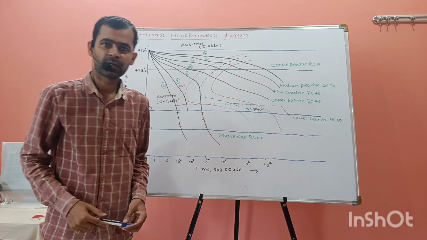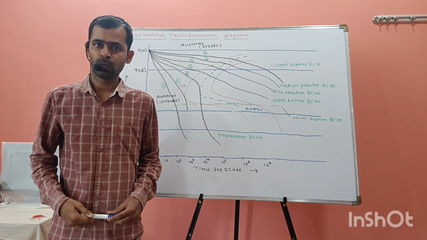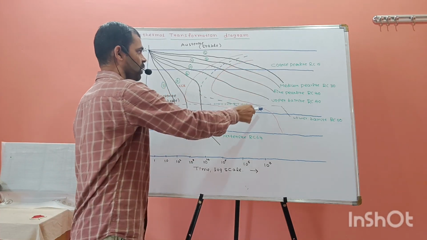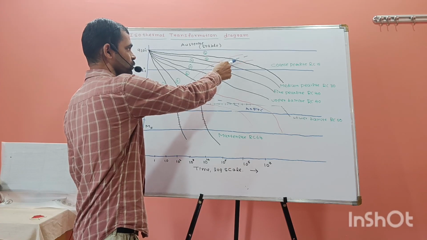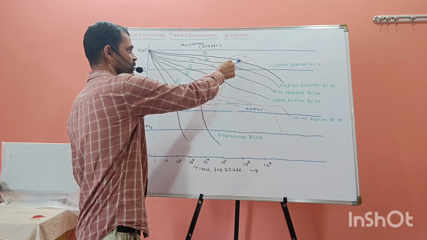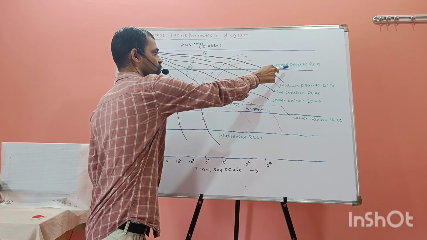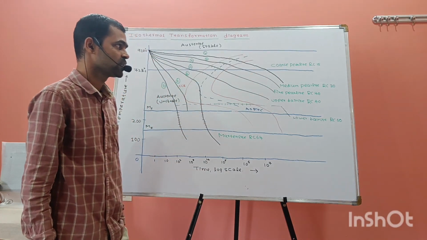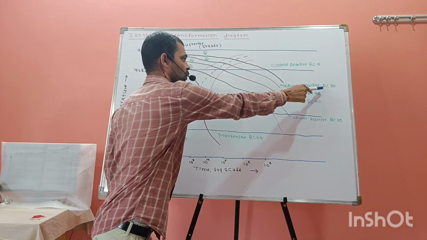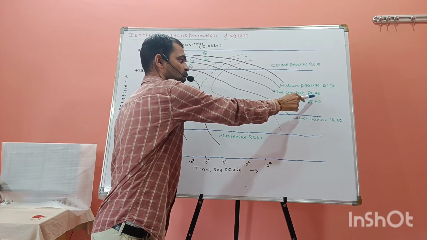When the eutectoid steel is heated above the austenitizing temperature and cooled, different phases are formed. This is the coarse pearlite. The cross hatched lines indicate the phase formed. First one, coarse pearlite, where the hardness is Rockwell C 15. The next cooling curve 2 gives medium pearlite, Rockwell C 30, and the next cooling curve gives fine pearlite, Rockwell C 40.